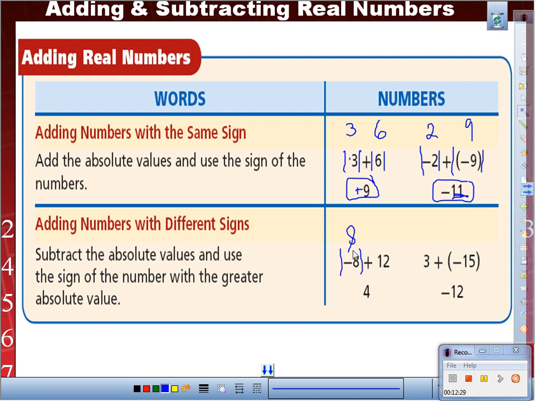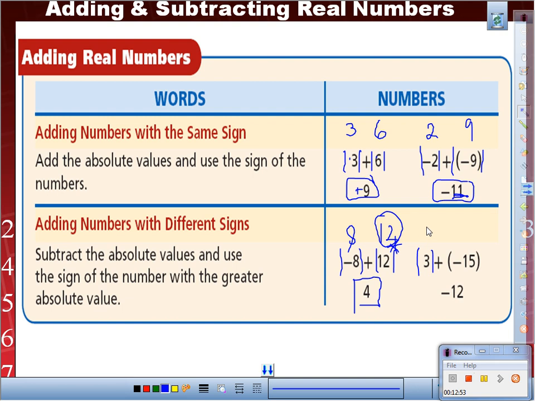Absolute value of negative 8 is 8. Absolute value of 12 is 12. However, these signs are opposites, which means now we're going to subtract. I always start with the greatest absolute value. What is 12 minus 8? 4. What was the greatest absolute value? The 12. What was the sign for that 12? That's why this remains a positive 4.